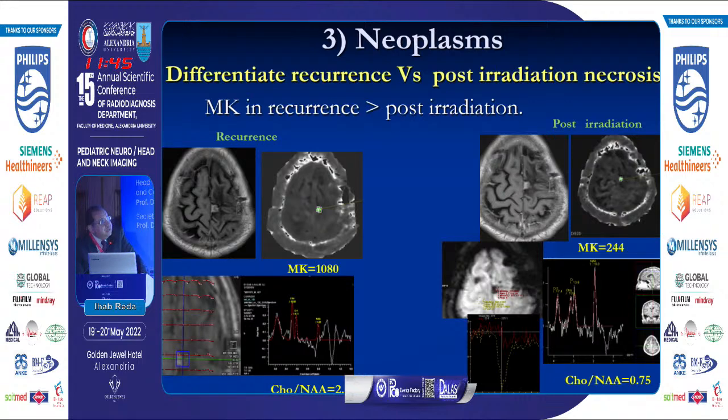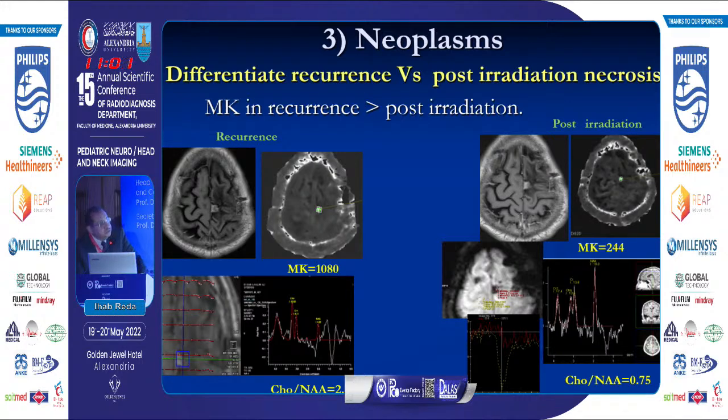Another activity in neoplasm, we want to differentiate between a recurrent tumor and post-irradiation necrosis. Both of them are enhancing. And they found that mean kurtosis is higher in recurrence. This one of our cases is a case with an enhancing nodule in the paracentral lobule. We see at spectroscopy, the choline creatine was about 2.5, denoting recurrence. After a full course of irradiation, there is still an enhancing nodule at the paracentral lobule. But this time, the choline NAA has dropped to 0.7, and it is hypoperfused.